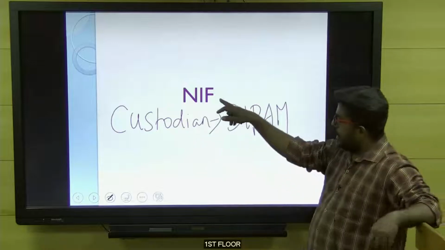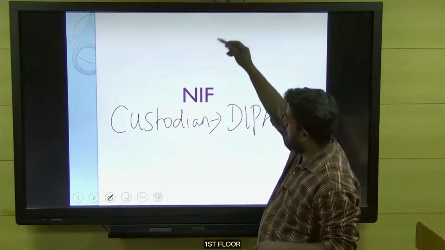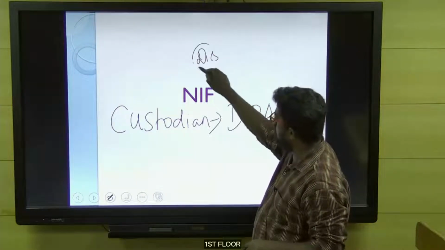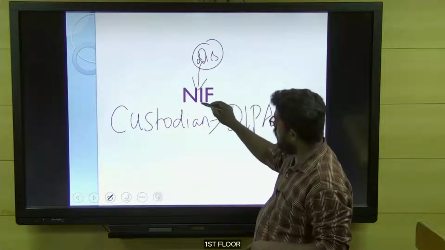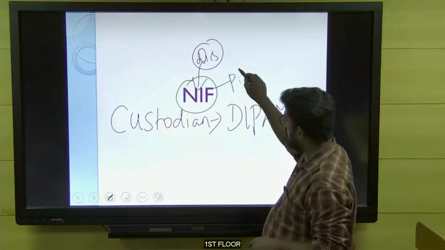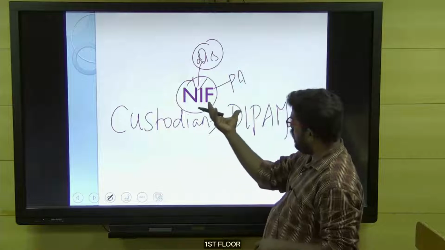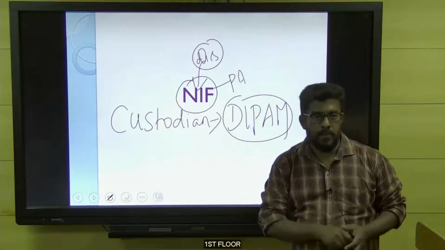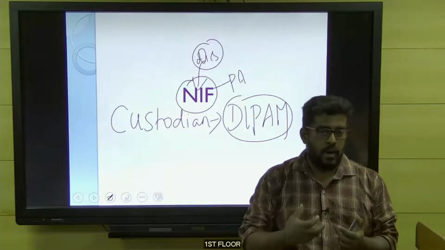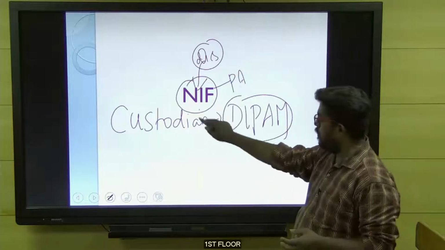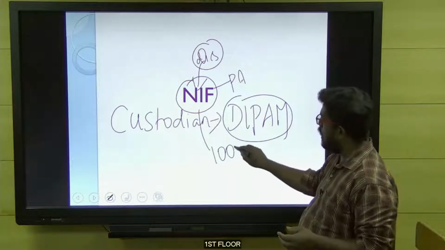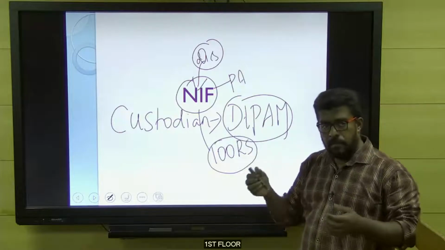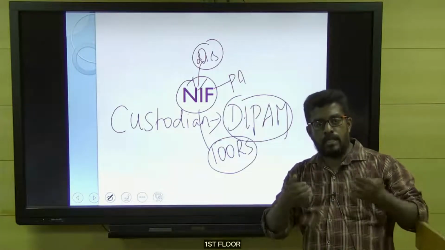For example, when the government sells a company, the money the government generates is called the disinvestment proceeds. These proceeds get credited in this account, which is maintained under the Public Accounts of India. Under the Public Accounts of India, we have an account called NIF. These NIF funds are completely managed by the DPAM. We call DPAM the custodian, the guardian. For example, if we have 100 rupees in NIF, this 100 rupees is under the custody of DPAM, the Department of Investment and Public Asset Management.